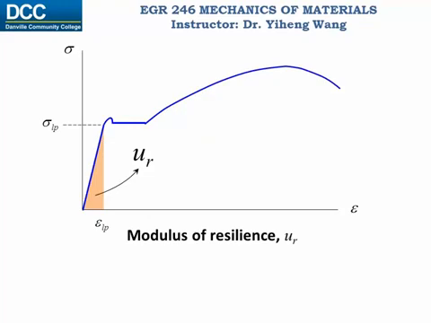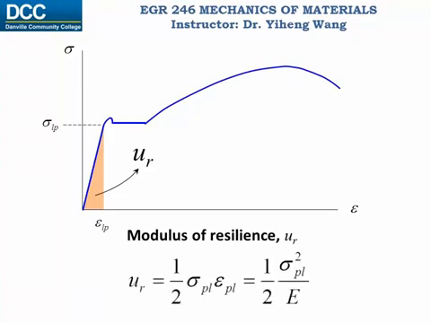Of significance is the modulus of resilience, which is the strain energy density at the proportional limit. It equals the area of the triangle, which equals 1/2 times sigma PL times epsilon PL. The modulus of resilience is an important parameter that describes how much energy the material can absorb without any permanent deformation.